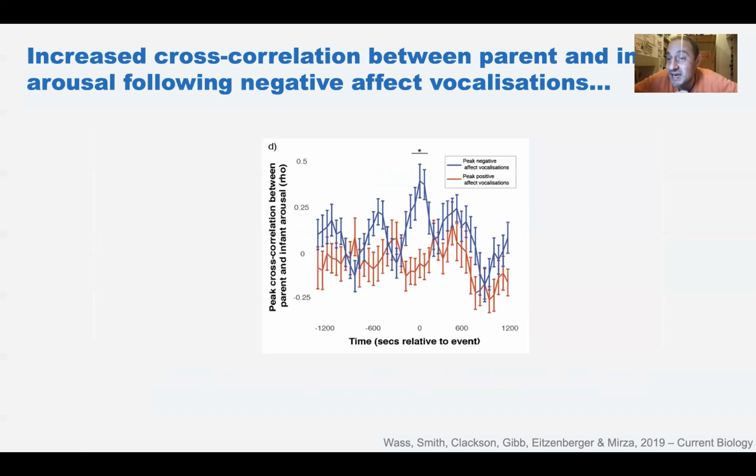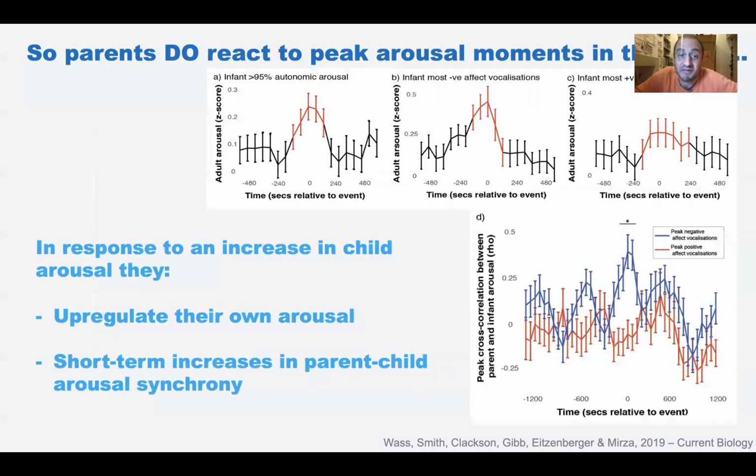And here we get a nice clear picture, which is that relative to negative affect vocalizations, so that's the times in the day when the baby sounds upset, around those moments we do get an increase in parent-child arousal synchrony. So this is the cross correlation in parent-child arousal during the course of the day, and you don't see this relative to positive affect vocalizations.